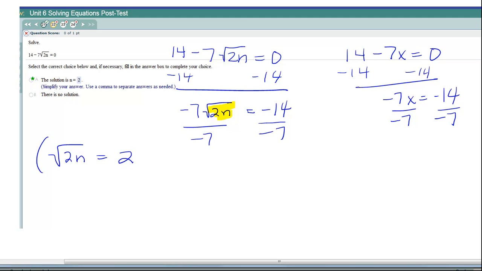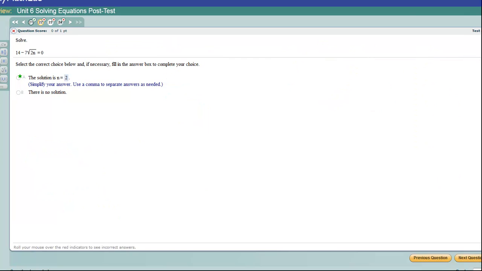Now it's nice because we can square both sides. If I square here and square here, I get rid of this square root. So I just have 2n equals 4. And then I solve for n. Divide both sides by 2, and I get n equals 2. And that's it. Not so bad. That was 22.